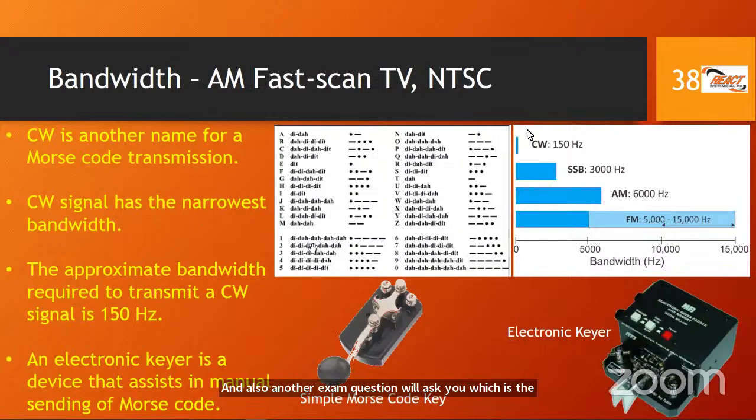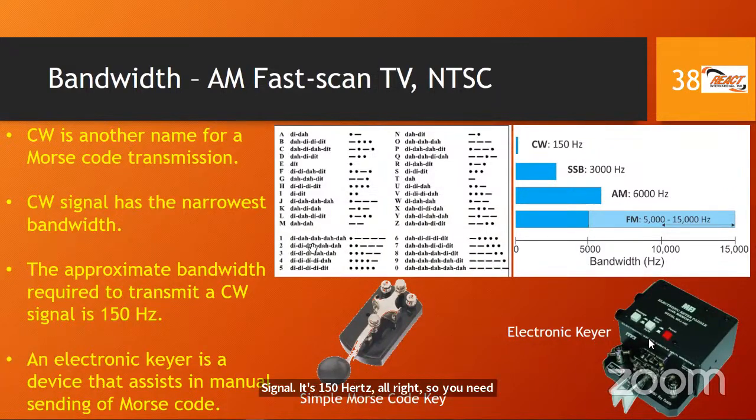How do we know that? Well, our trusty diagram here shows it, right? CW, remember we said it's only taking up one lane. Look how many lanes these other guys are taking up. Wide, a number of lanes. But CW, very narrow. So CW signal has the narrowest bandwidth. Look at them there, nice and thin and slim. All right. We also need to know the approximate bandwidth that is required for a CW signal. It's 150 hertz, right? So you need to learn that, 150.